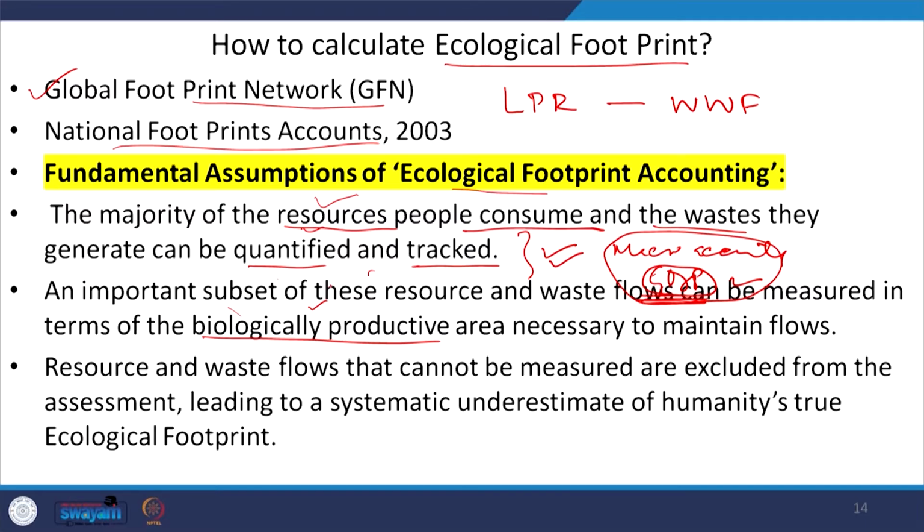So, it assumes that those resources and waste flows which are not measurable, or which the ecological footprint accounting is not in a position to measure, are systematically excluded. That is why there is a chance that we may underestimate humanity's true ecological footprint. But given the data scarcity, if this can be taken into account, then obviously there is a potential that the ecological footprint would give a kind of perfect picture for accounting.